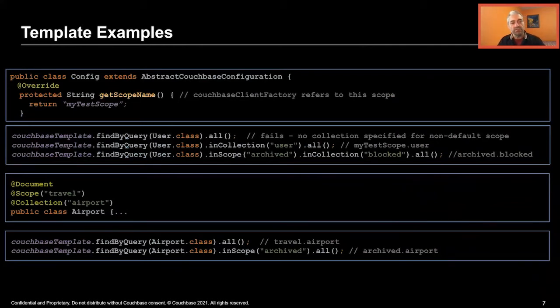The next example shows using the annotations on your document, on your entity class: travel and airport, and the code examples. If you have that configuration and you don't specify it in the call, you'd be getting it from the travel scope and the airport collection. By specifying just the scope in the very last line, it would get it from that scope and the configured collection airport, so archive.airport.